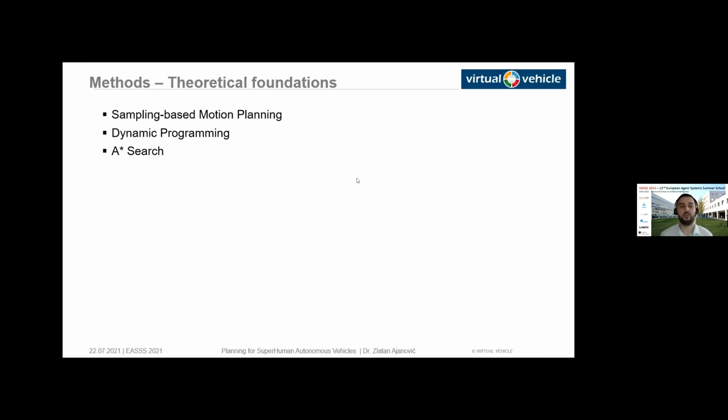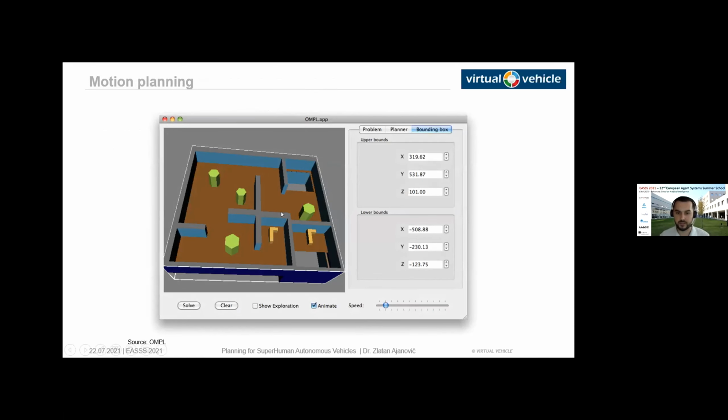So now we go into theoretical foundations on the planning algorithms, or the basis for the work which is done in the second part. The idea here is that we cover sampling-based motion planning from a robotics perspective, also dynamic programming from an optimal control perspective, and also A* as a graph search algorithm. Motion planning has been present in robotics for quite some time, and it's a very challenging problem. The goal is to find a collision-free motion for an object from an initial state to the desired state, achieving or in some sense optimizing some cost.